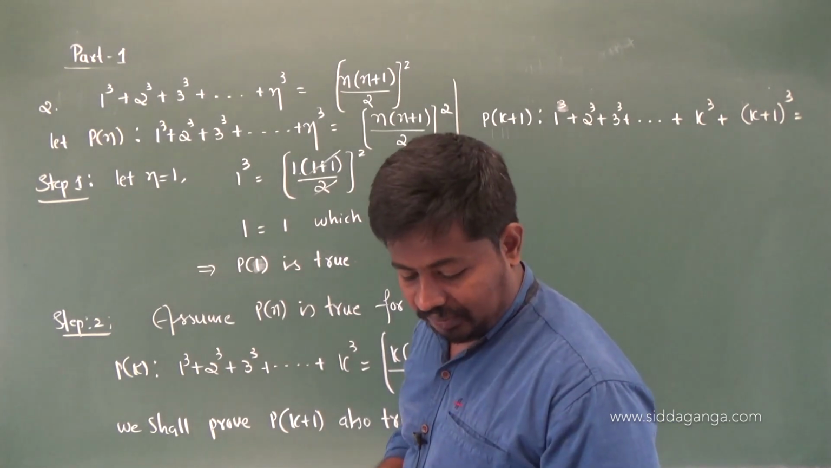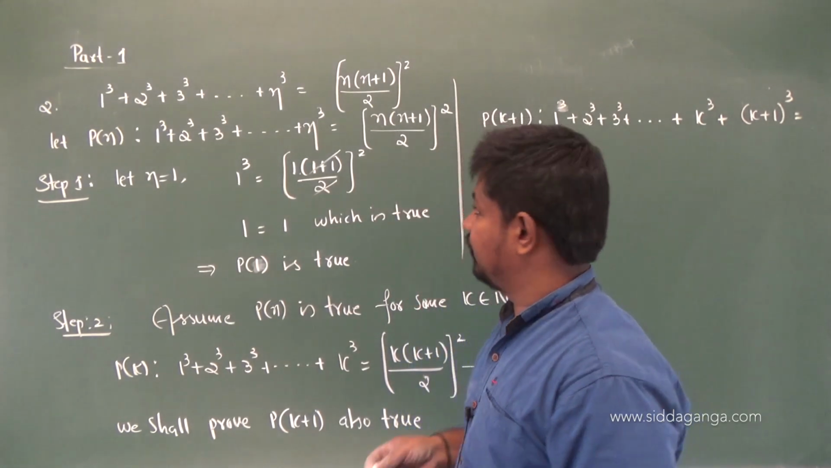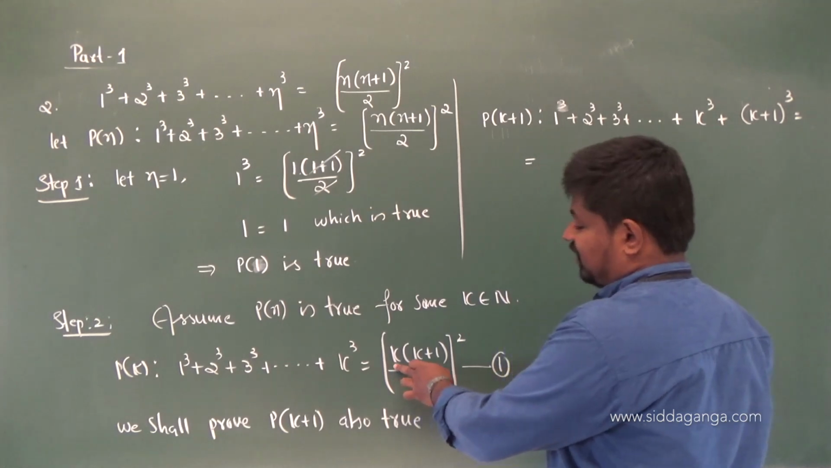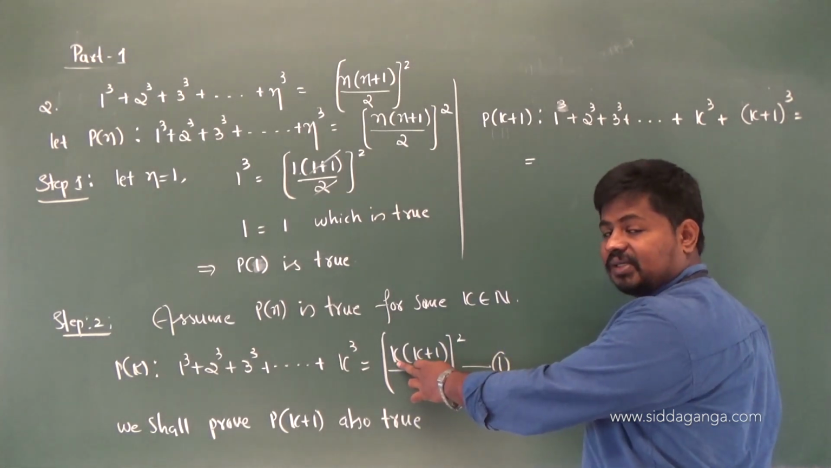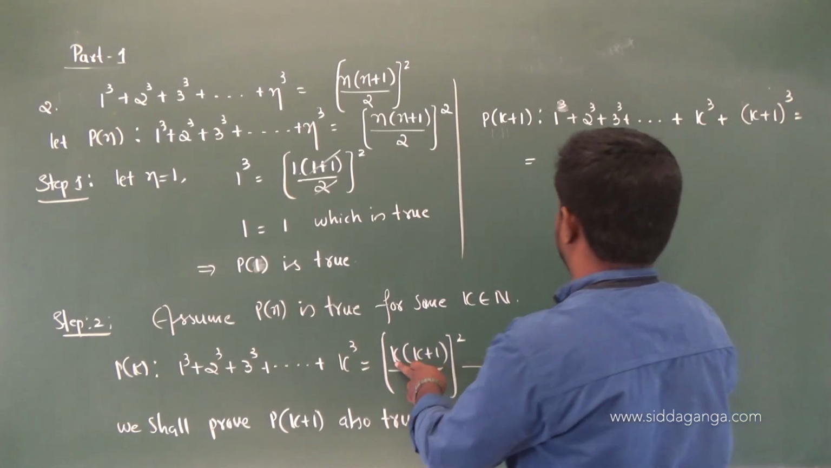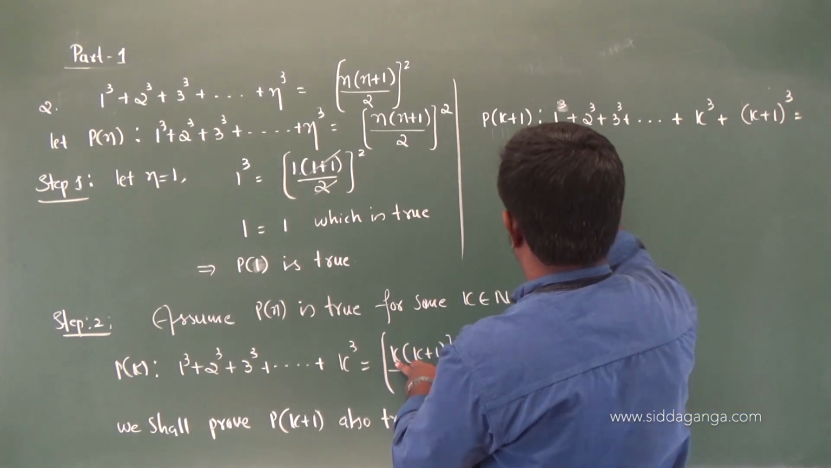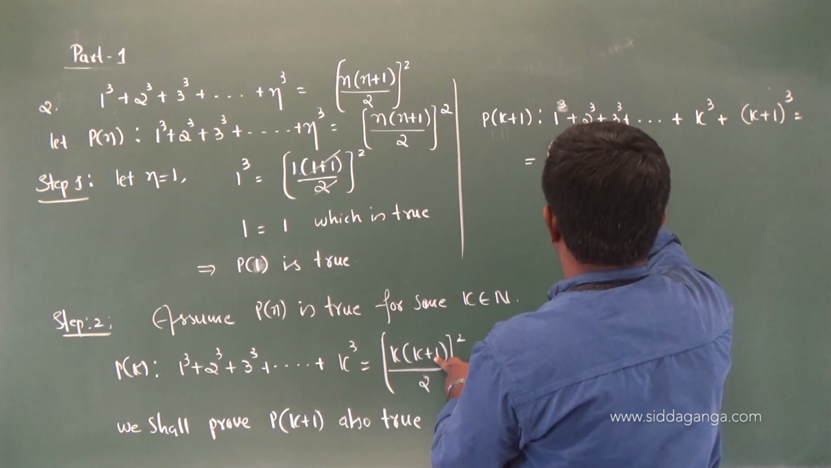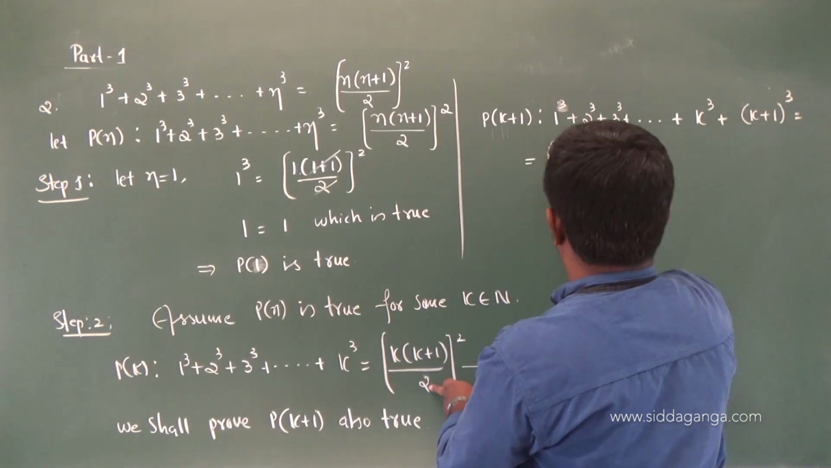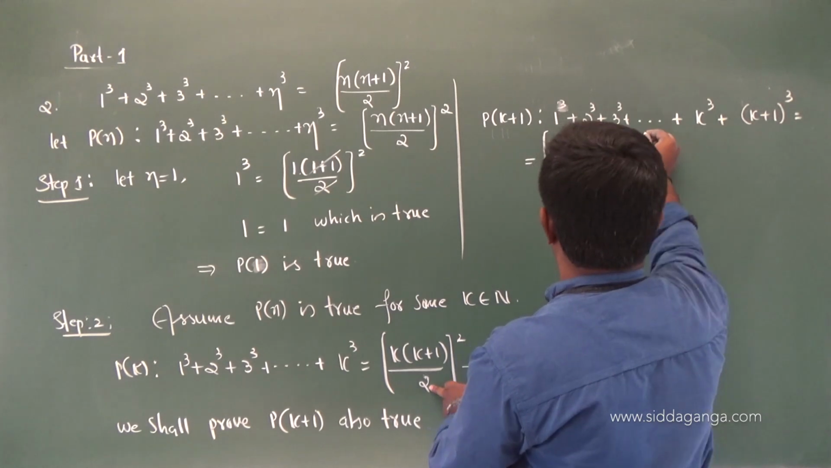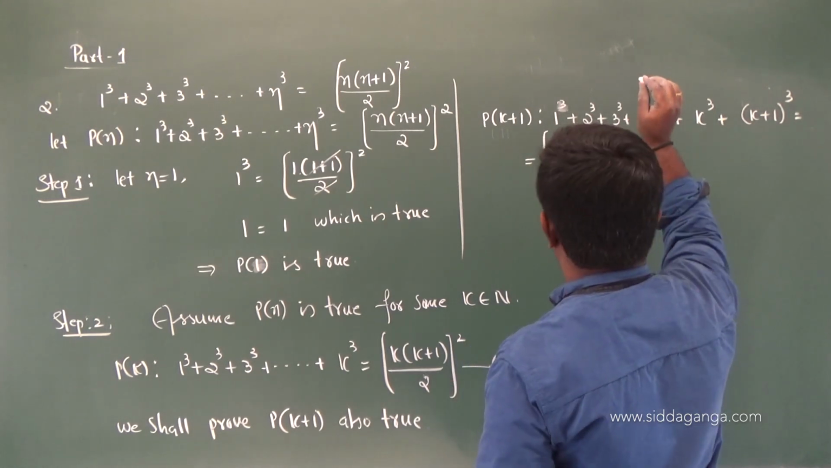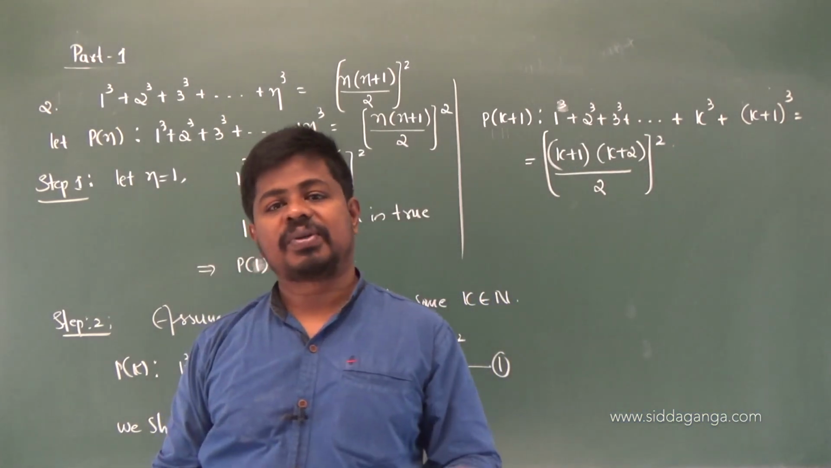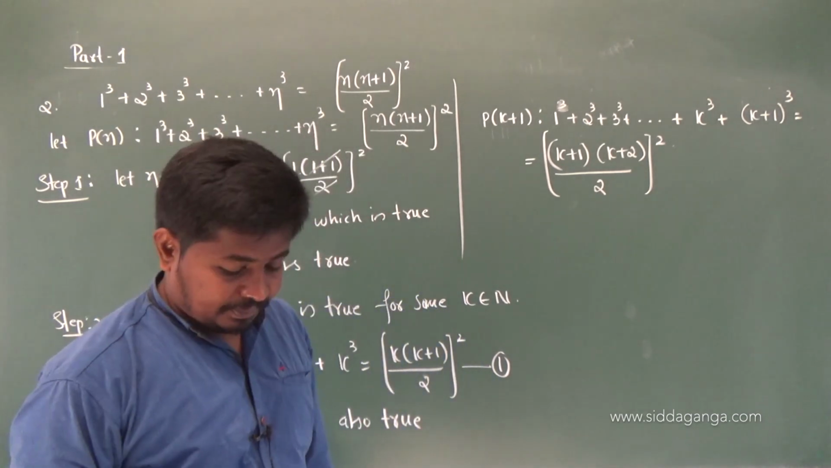Wherever you have k, substitute, replace k by k plus 1, that's it. RHS should be what? See, in place of k, replace k by k plus 1, that's it. Here k plus 1 plus 1, k plus 2, all divided by 2, whole square. This is to be proved now. By using LHS, you have to prove this RHS. Then only, this implies what? P of k plus 1 also true. Okay? Let me prove this.